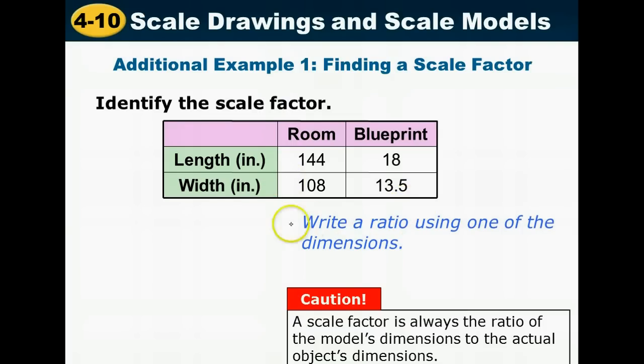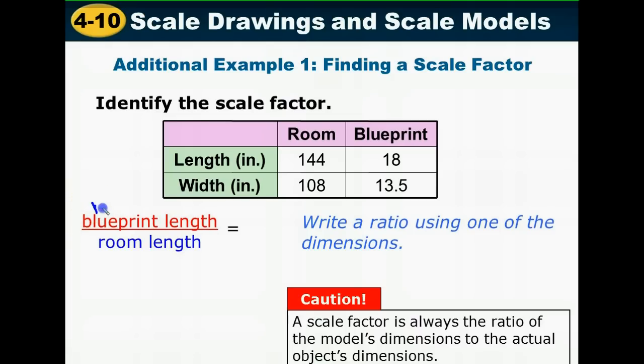So let's just go ahead and use the length here. Okay, so remember, it's going to be model to actual. Model is always on top. Whatever we are recreating, the second copy, is always on top. Okay, and then the actual picture is always at the bottom. So if you see here, we're putting the blueprint, which is my second image, on top, and then the actual room, the physical room, its actual dimensions at the bottom. So please remember, with scale drawing, it's model to actual.